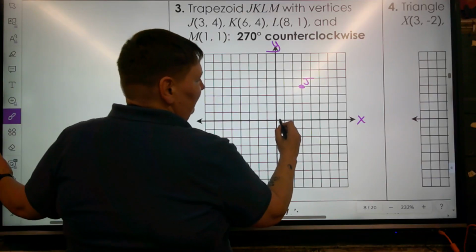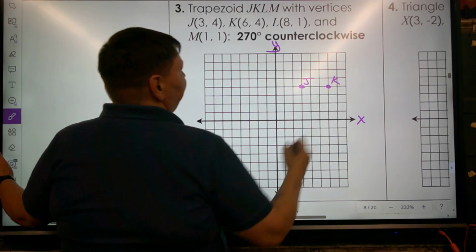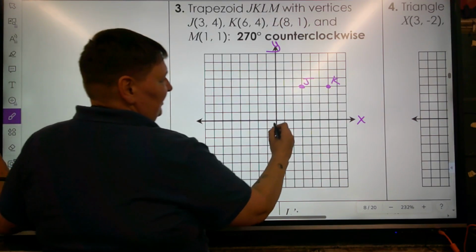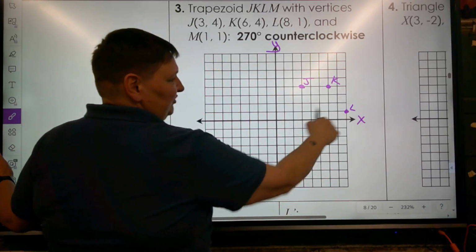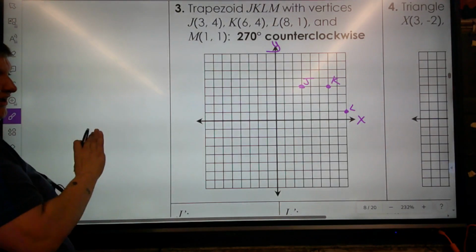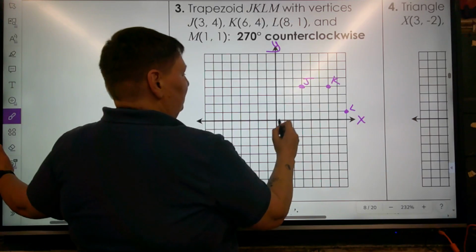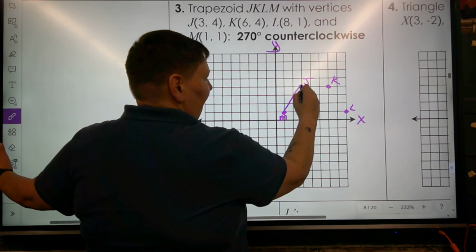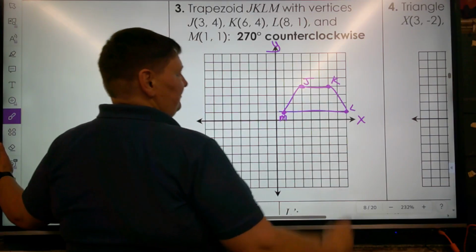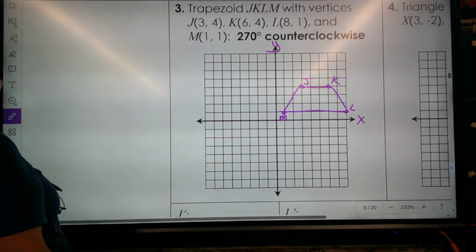K is 6, 4. L is 8, 1. I happen to know there's only 8, so I know 8 is going to go all the way. And M is 1, 1. Now we know what a trapezoid looks like. All right, we have our pre-image.